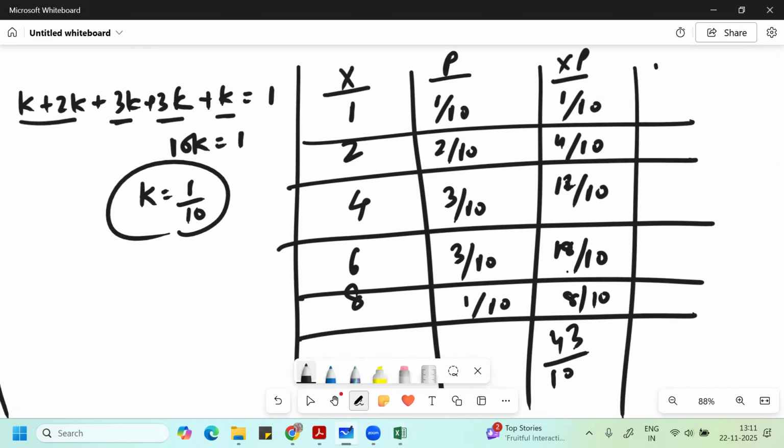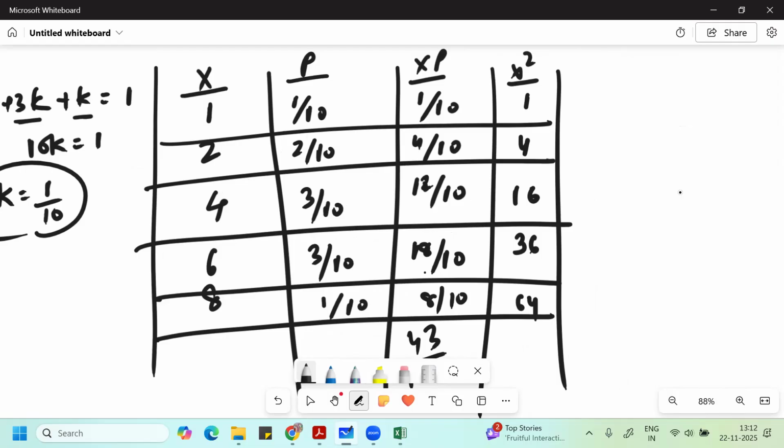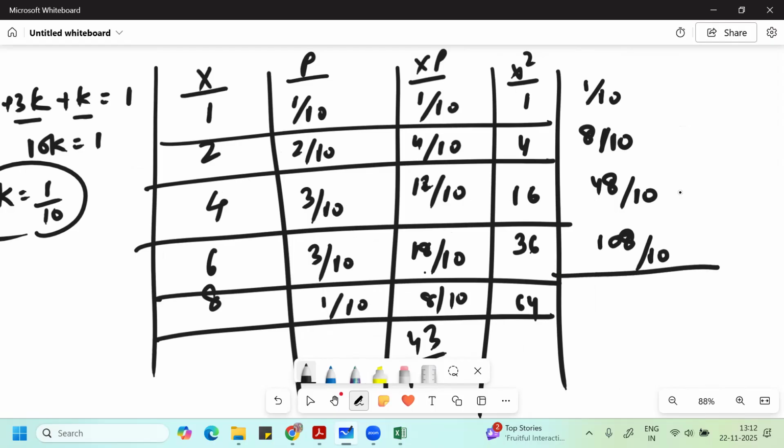Then you will find x square for variance. You want x square: 1, 4, 16, 36, then 64. Multiply with probability: this is 1 by 10, then 4 twos are 8 by 10, then 16 threes are 48 by 10, 36 threes are 108 by 10, and then 64 ones are 64 by 10.